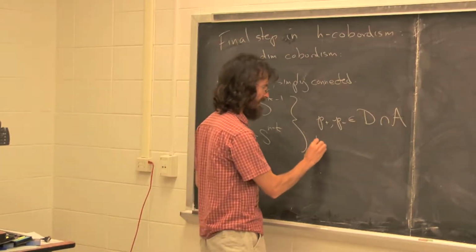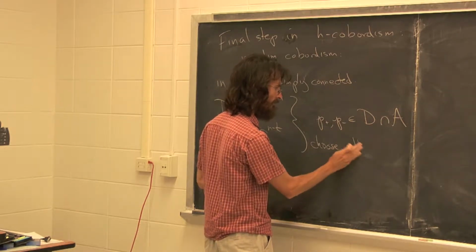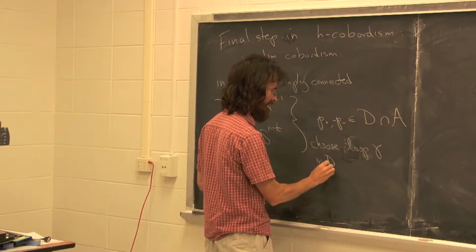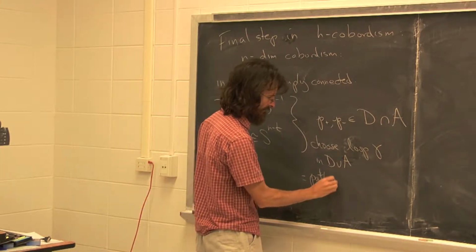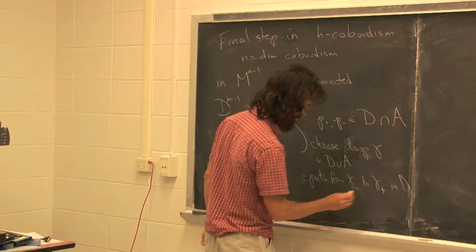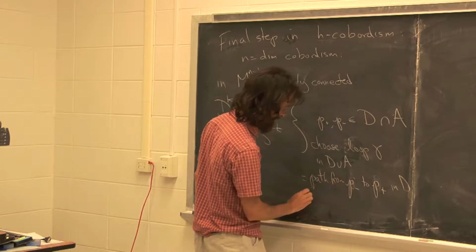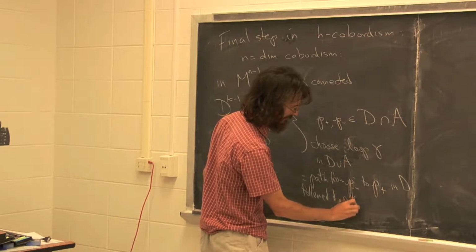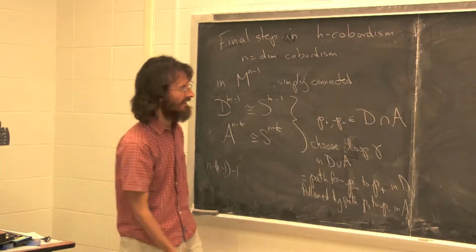And I'm going to choose a loop, gamma, in D union A, which is made up of a path in D from P minus to P plus, followed by a path in A from P plus to P minus. And then the goal is to say that the picture looks like this.